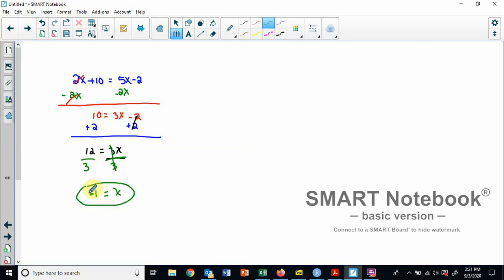In any step of arithmetic, you can use a calculator to go 12 divided by 3 if you were stressed about that. Okay? Awesome. So we've solved it. You could check it. Go ahead and believe me. We're correct. Alright. Awesome.